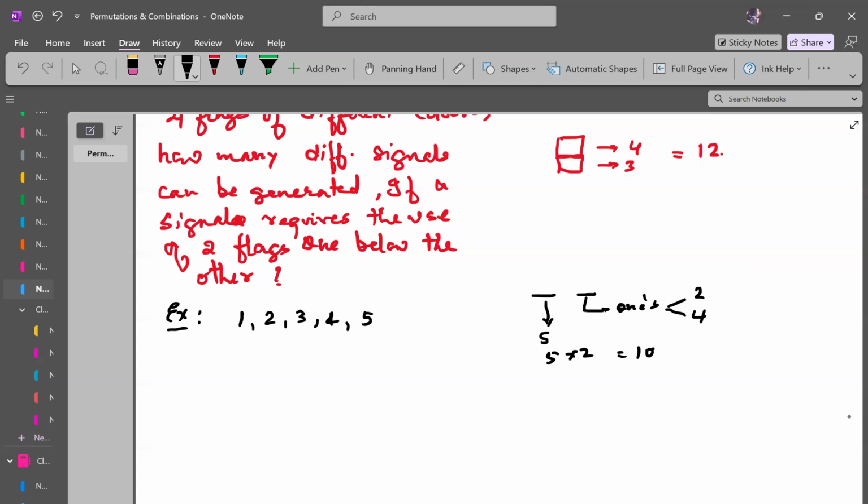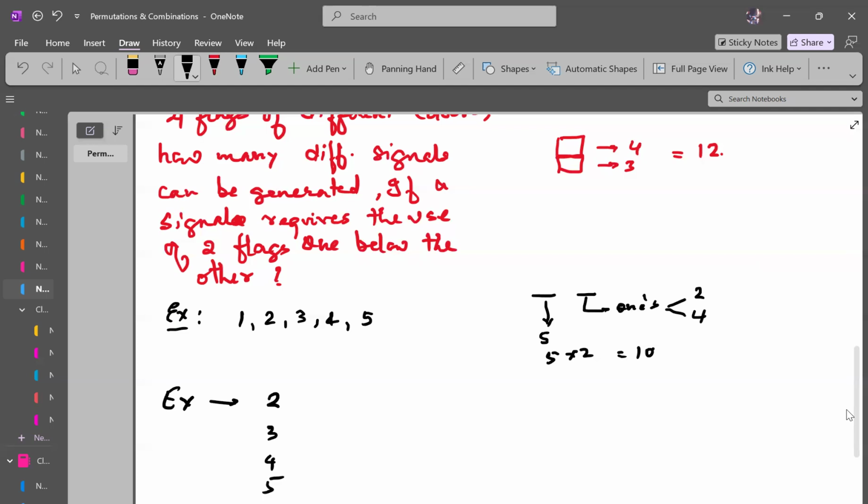Is the answer 152? No. Will I help you? Yes, sir. So in this case, the first case is two flags, then it is three, then it is four, and then it is five.